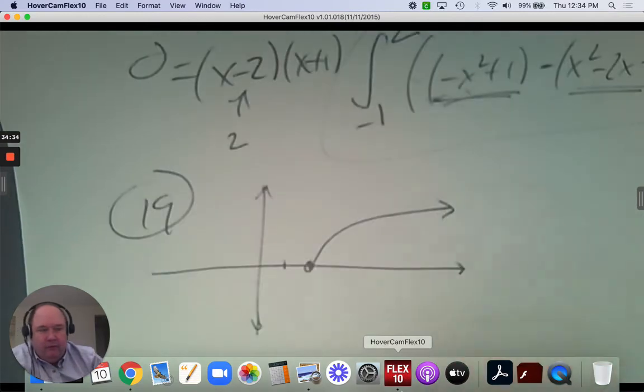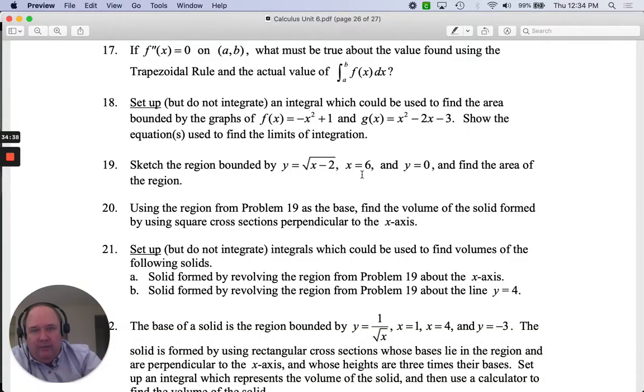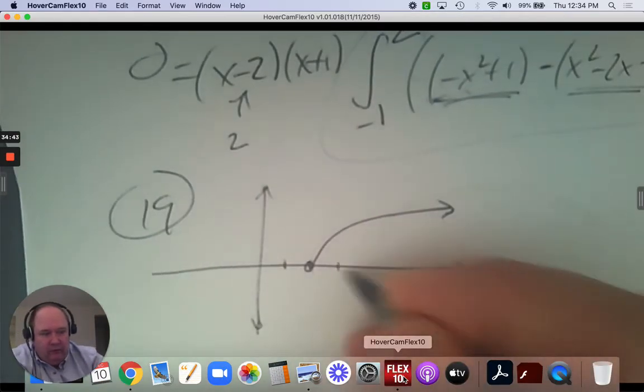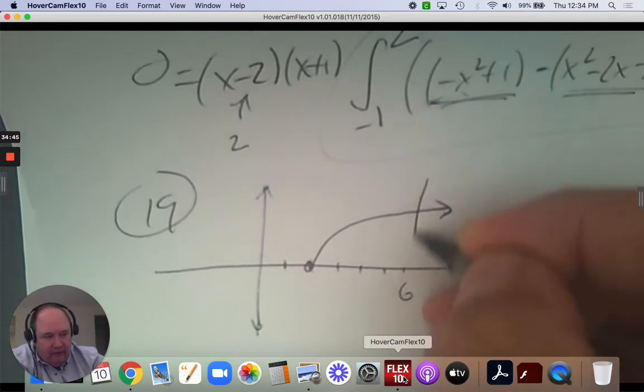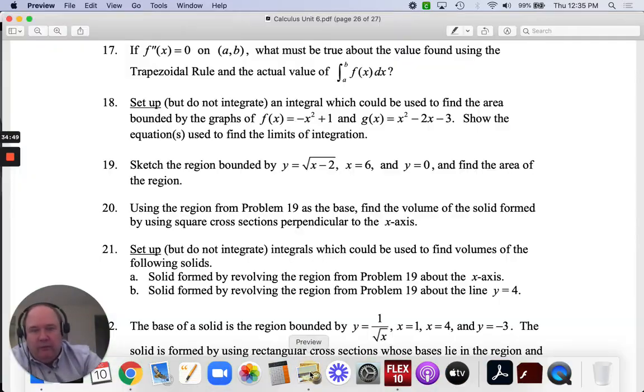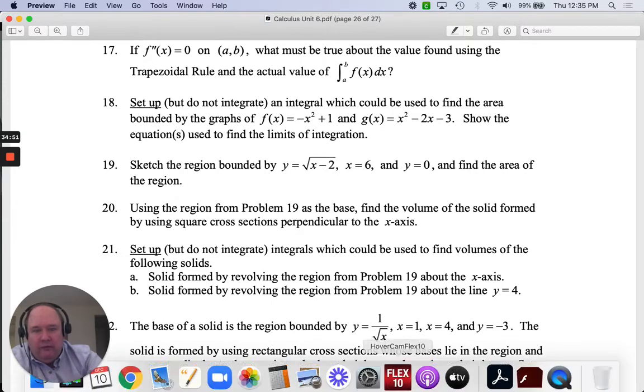Right? So move it 2 to the right and sketch a square root. The second one is the line x equals 6. So there's 2, 3, 4, 5, 6. There's the line, x equals 6. And then what's the third one? y equals 0 is the x-axis.